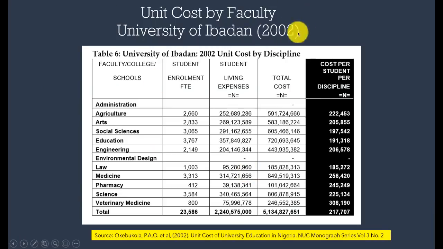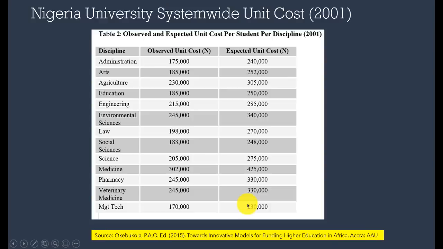So let's look at our data for 2002. We did student enrollment. We say FTE because we did what we said we do, that rule of thumb. So agriculture, these are the number of students, the student living expenses for the year. Of course, these are average figures, and then the total, and then you have cost per student per discipline. So you have these values there. And the source, as you can see here, unit cost for the monograph, I am going to give to all of you.